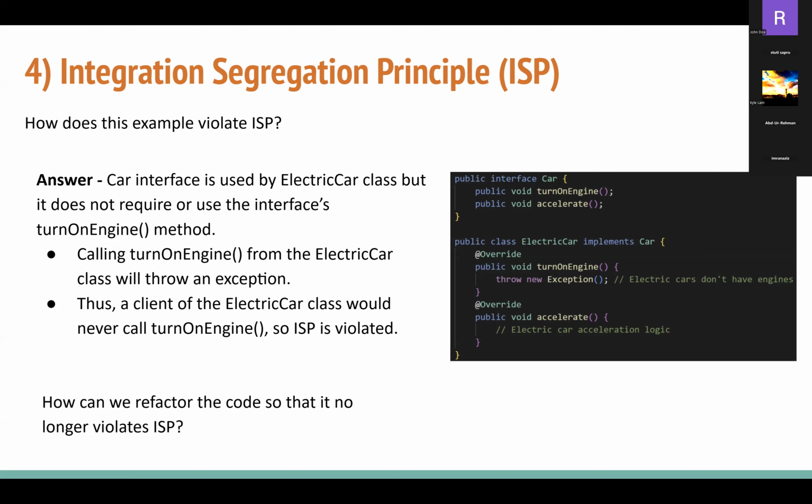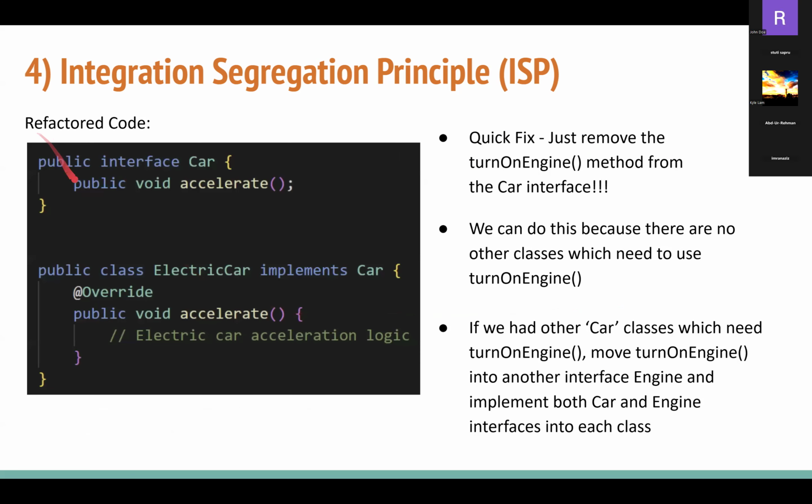Yes. All you technically need to do is get rid of the turn on engine method from the interface car. So you don't need to then implement it in electric car and throw an exception, right? Yeah, that's just a quick fix, just remove turn on engine entirely. And we can do this because there are no other classes which need to use turn on engine. It was just stated in the interface. So there's no object using it, right?